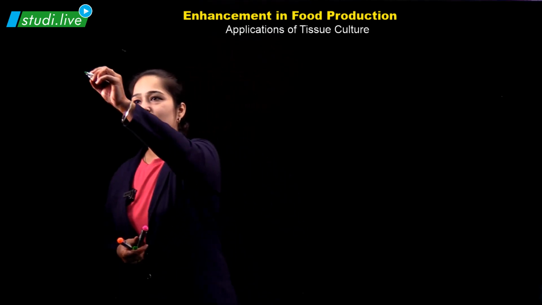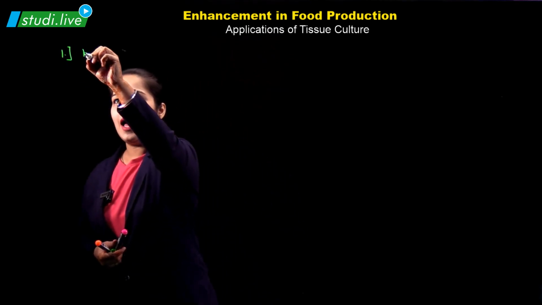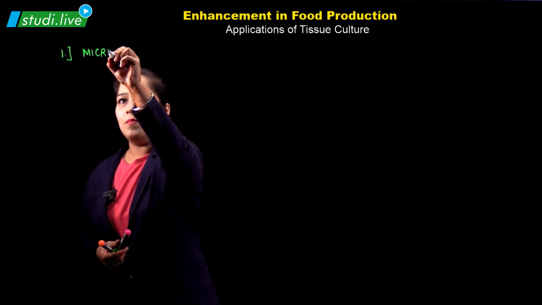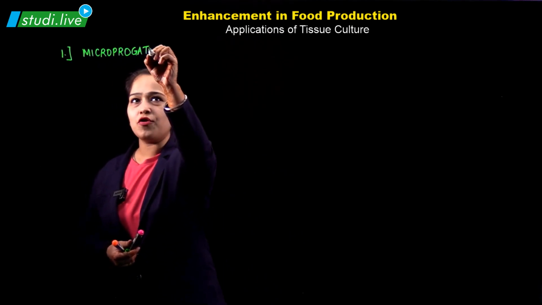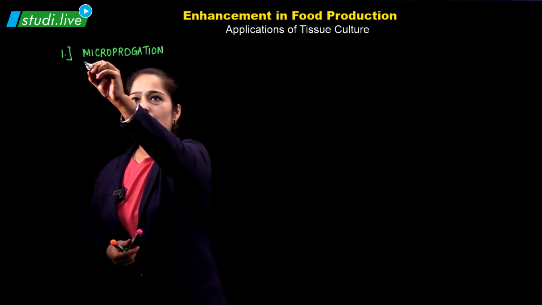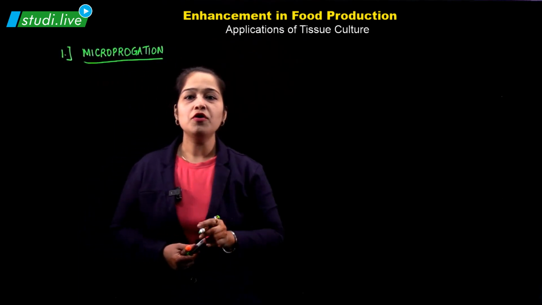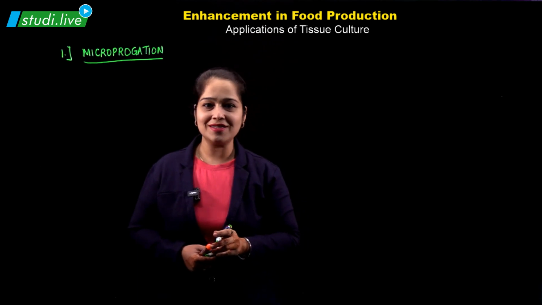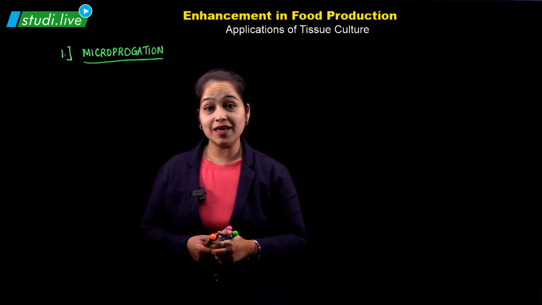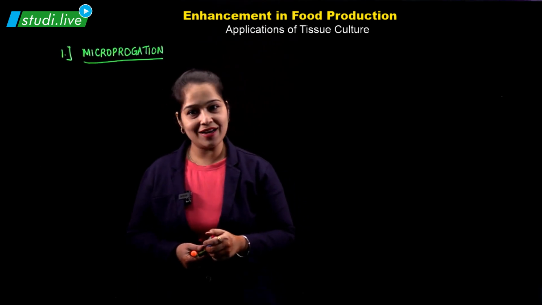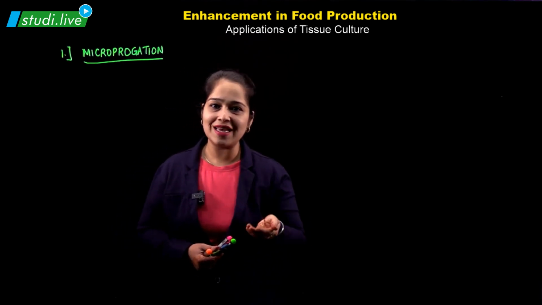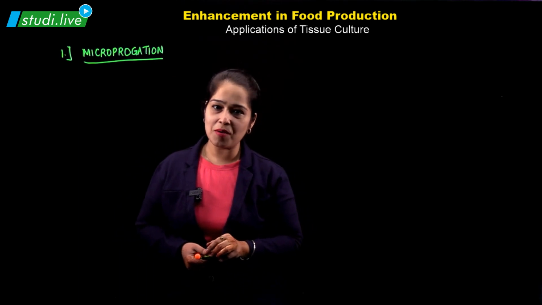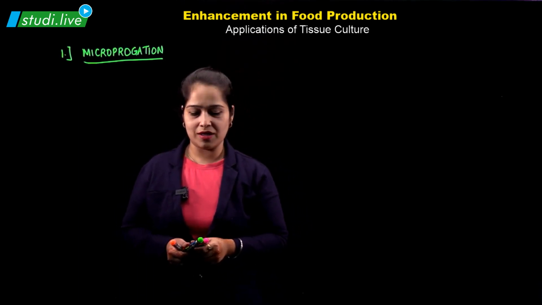First one is micropropagation. As the name suggests, micropropagation. It is an application of plant tissue culture where a large number of genetically identical plants can be produced. When I say a large number of genetically identical plants, it means they will all be obtained from the same plant.